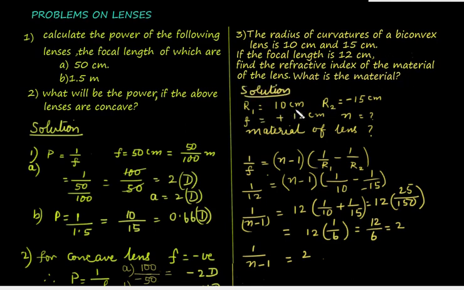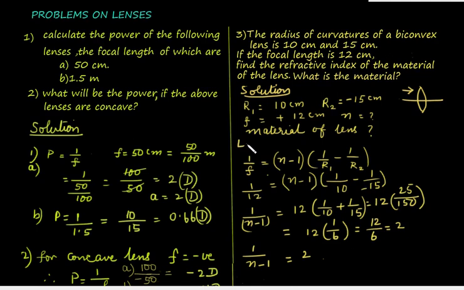R1 is equal to 10 centimeter. It is on the other side. That is, if you represent the lens like this, R1 is measured in this direction and R2 is measured in this direction. This is the direction of the incident light. So R1 is positive 10 centimeter and R2 is negative 15 centimeter. For a biconvex lens, F is positive. So F is equal to positive 12 centimeter. You have to calculate refractive index N. And you have also to understand what is the material of the lens.